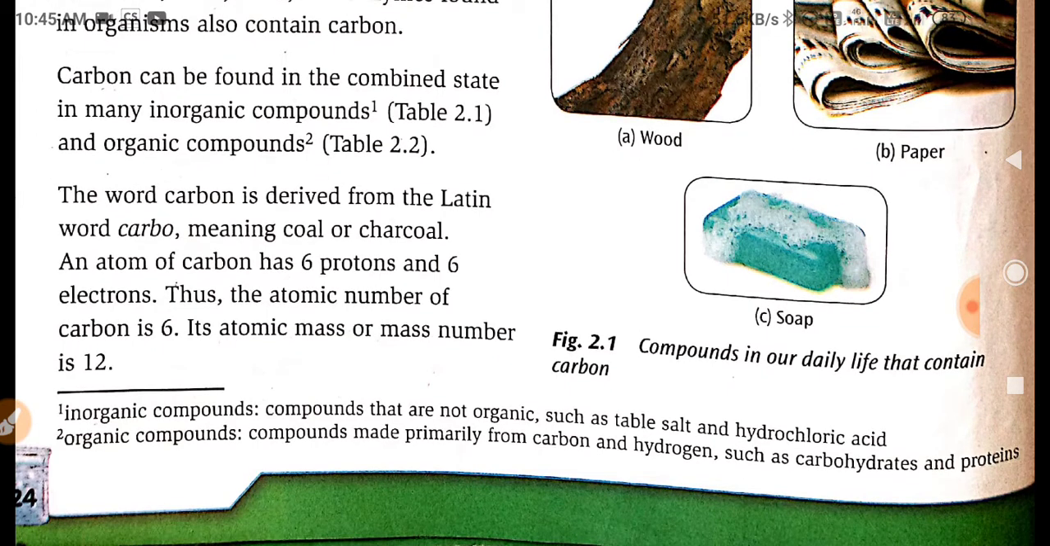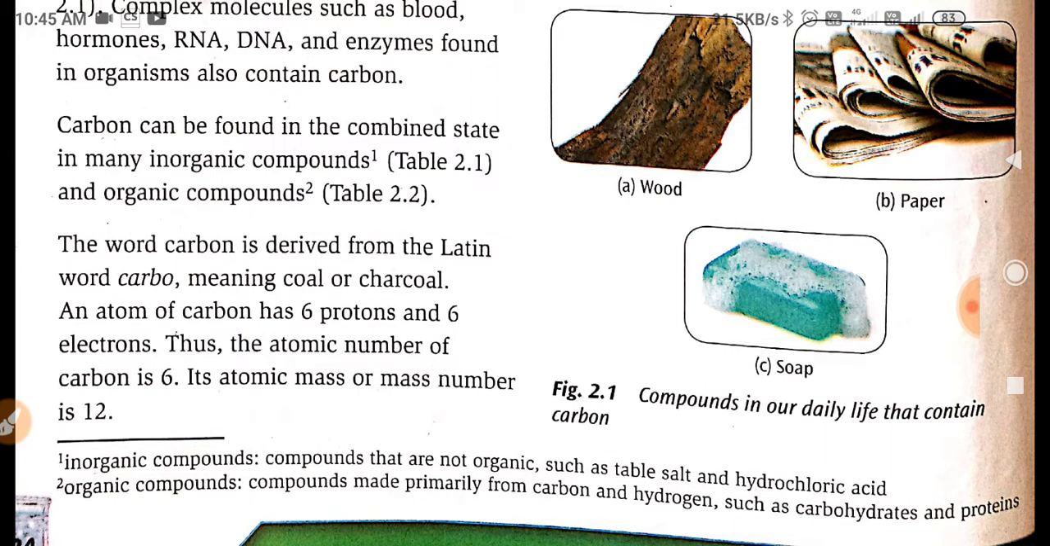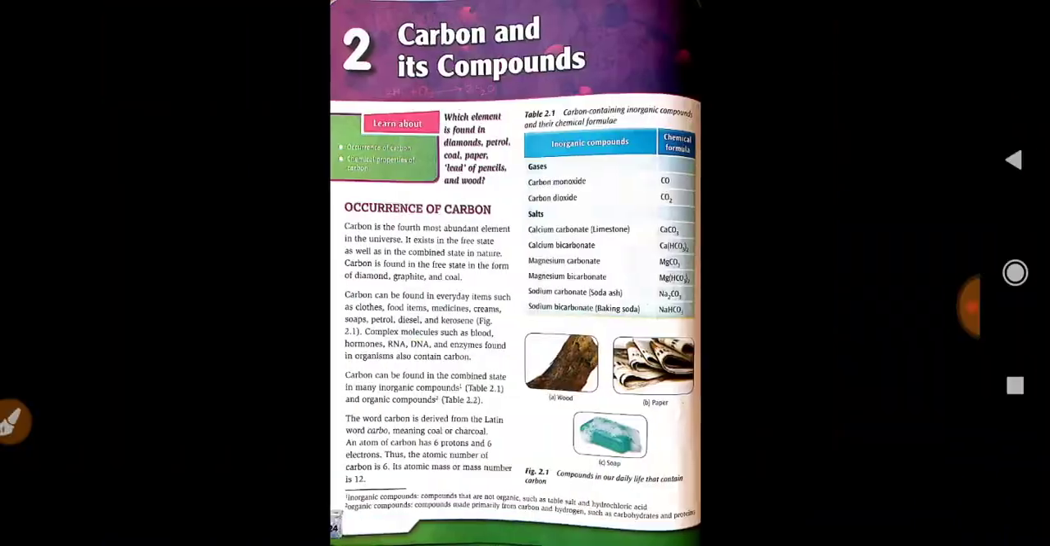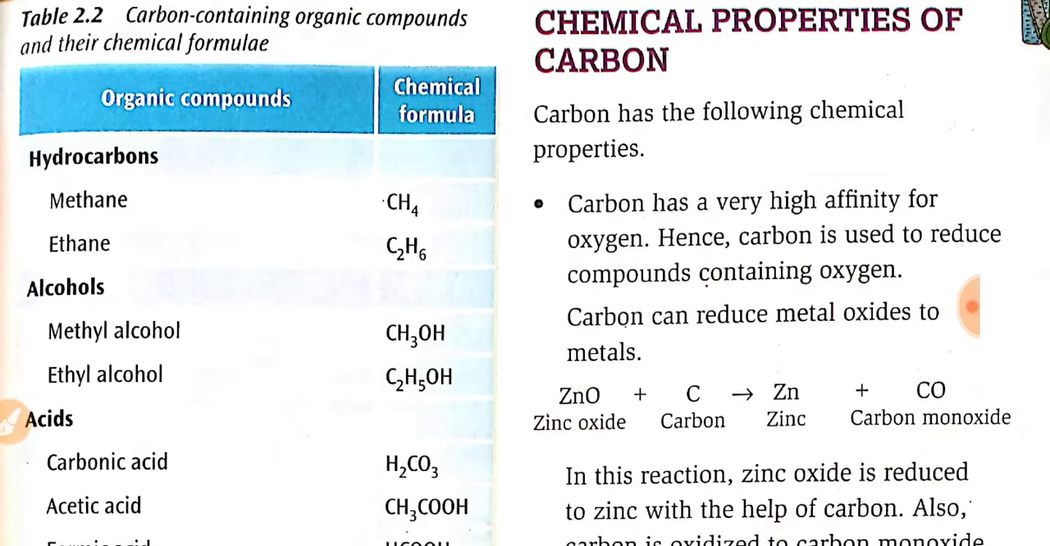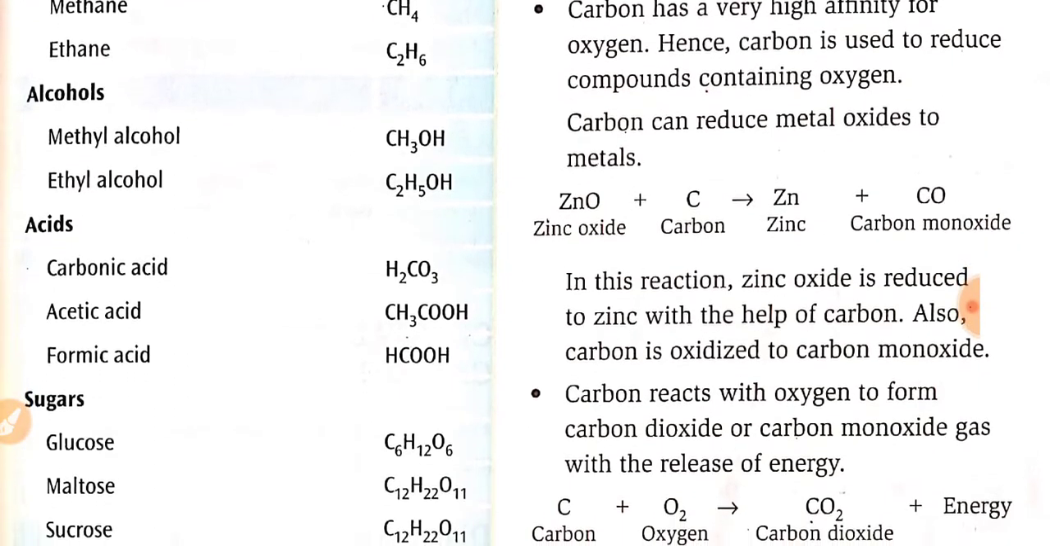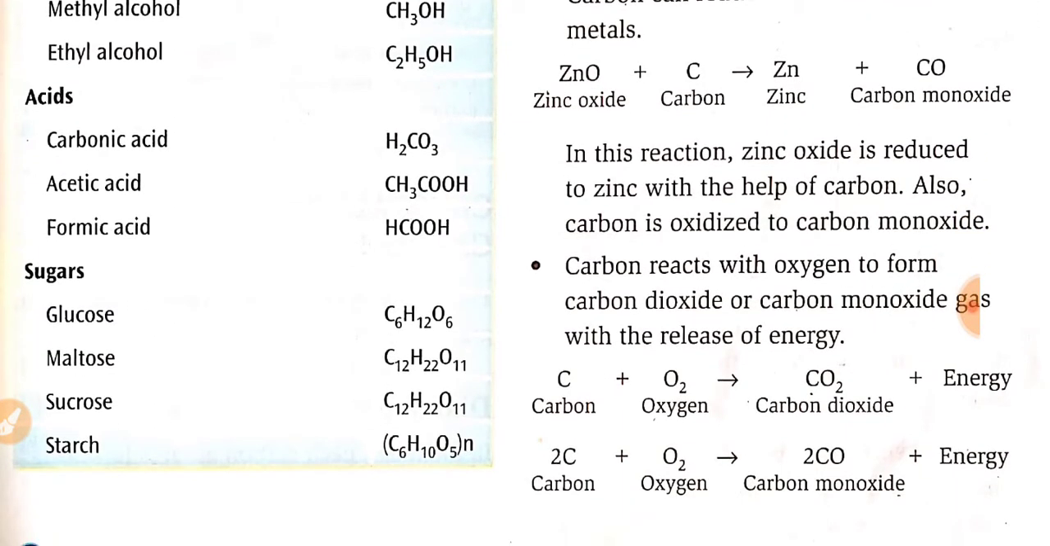If you see figure 2.1, in inorganic compounds, these are inorganic compounds. And if you see organic compounds examples, if you see the table, carbon containing organic compounds and their chemical formula. So these are organic compounds: methane, ethane, methyl alcohol, ethyl alcohol. Okay, these are some compounds which contain carbon.